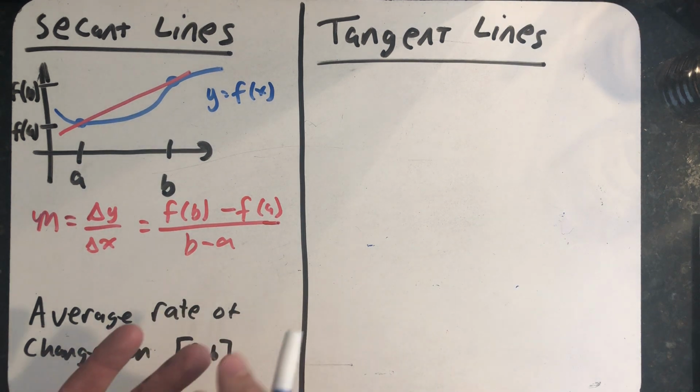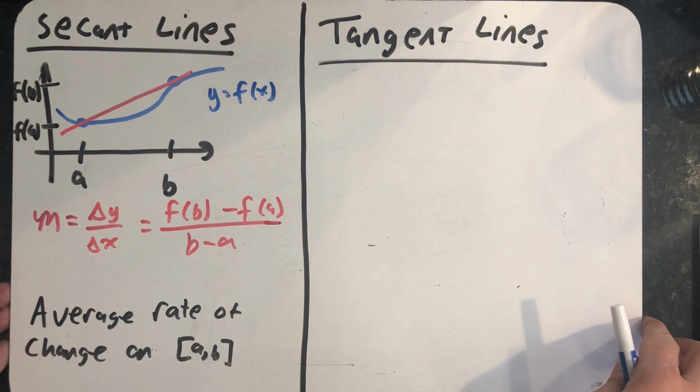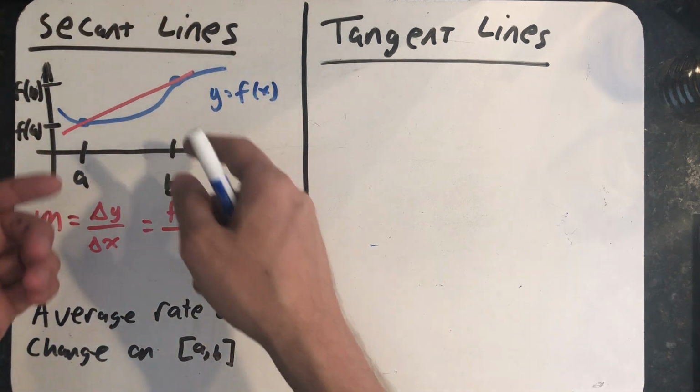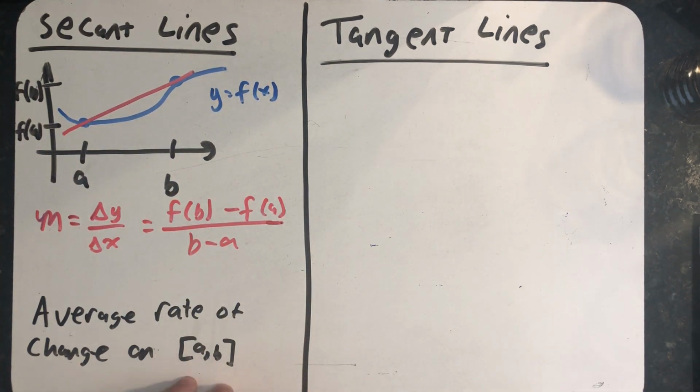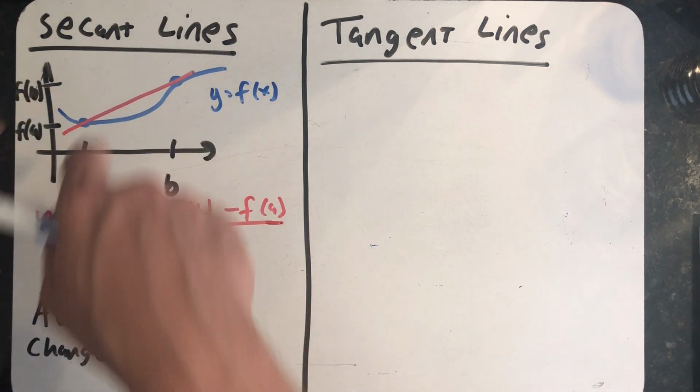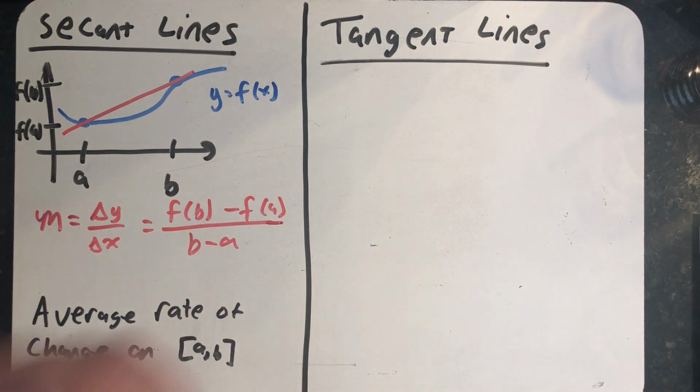In fact, every time you hear the word slope, you can think rate of change. The slope of a secant line is an average rate of change over the interval that the 2 points cover, so from a to b here.